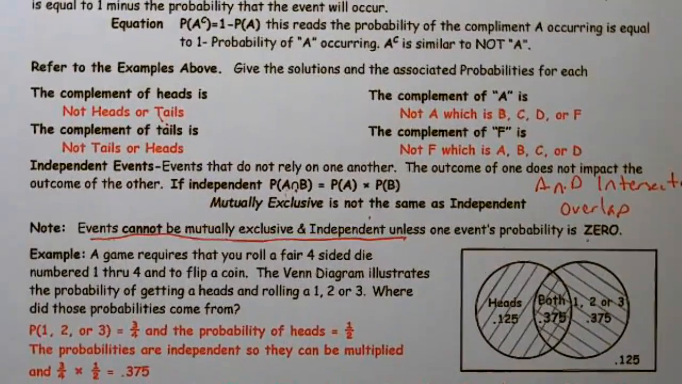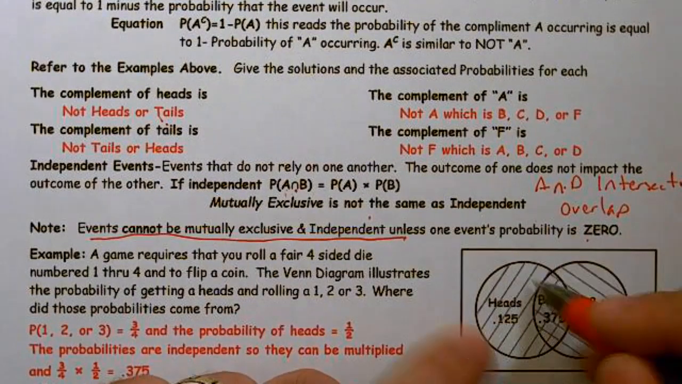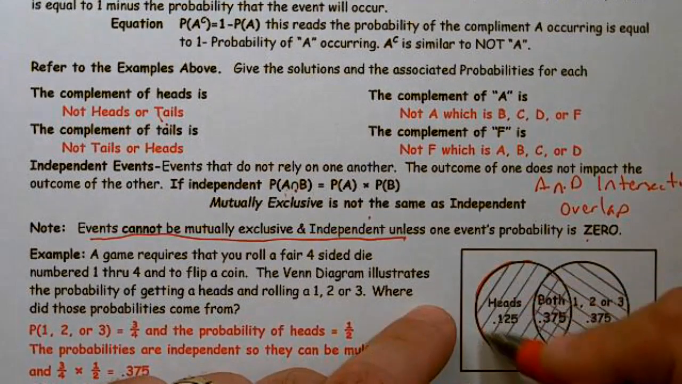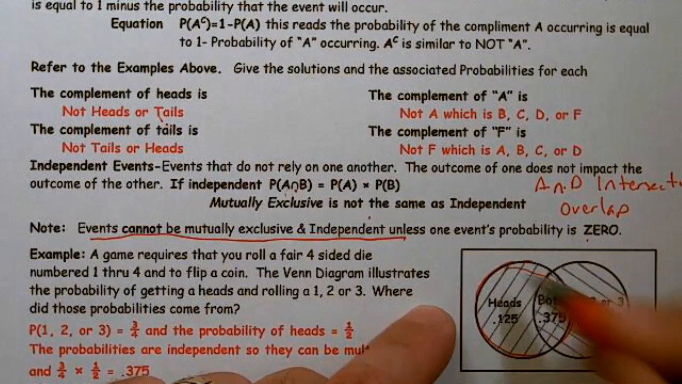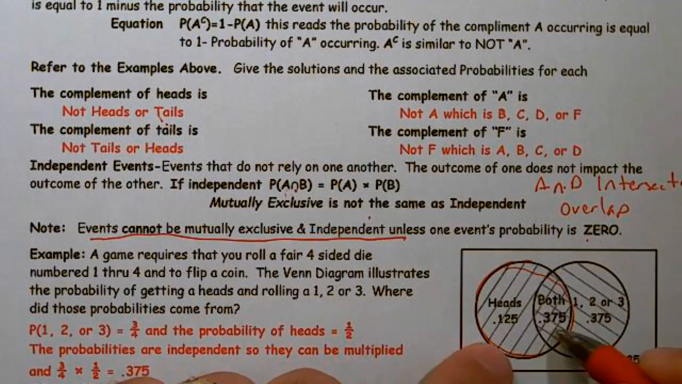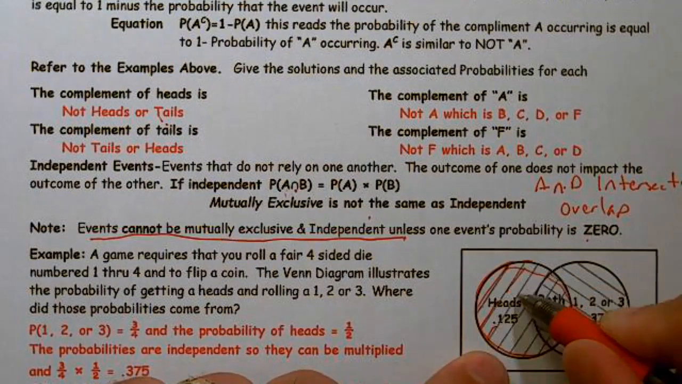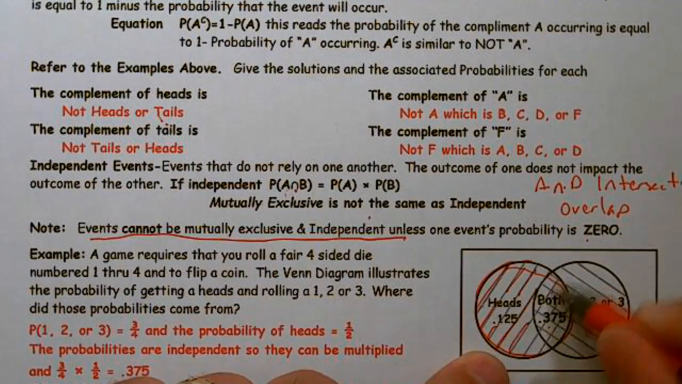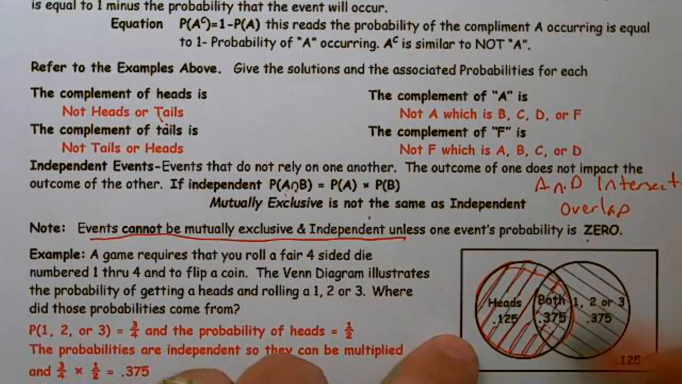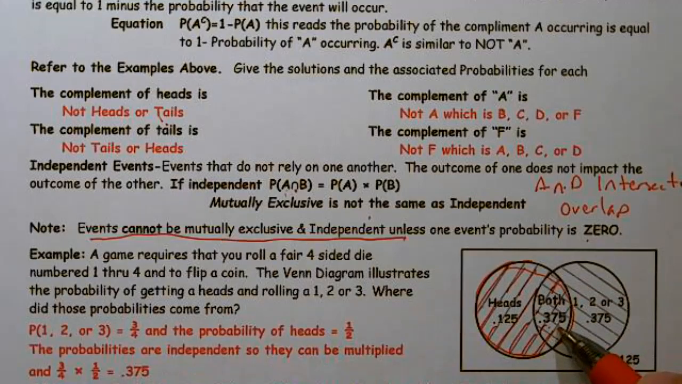So let's take a game that requires you to roll a fair 4-sided die, numbered 1 through 4, and to flip a coin. The Venn diagram off to the side illustrates the probability of getting heads. So the probability of getting heads would be this circle right here. You're like, no, that says 0.125. I go, oh no, we've got to include that overlap. If we add those together, we end up getting a probability of 0.5. So the probability of this circle, which is heads, is 0.5, and that's what we would expect.